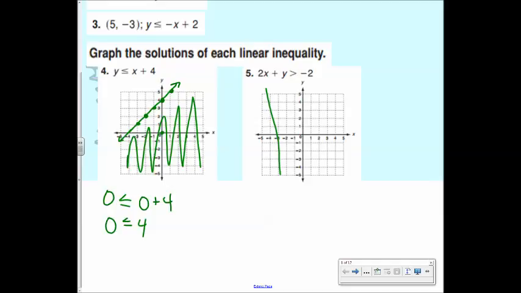Now, the only difference is if the line goes through 0, 0, obviously you can't plug in 0, 0 because it's on the line, so what should you do? Just pick a different point. And again, typically you want to pick something that's easy, so I would pick like 1, 1. All right, then if 1, 1 works, color that side. If it doesn't, color the other one.